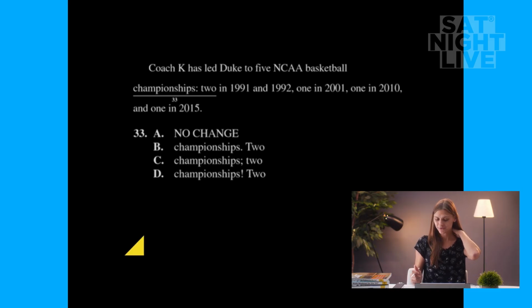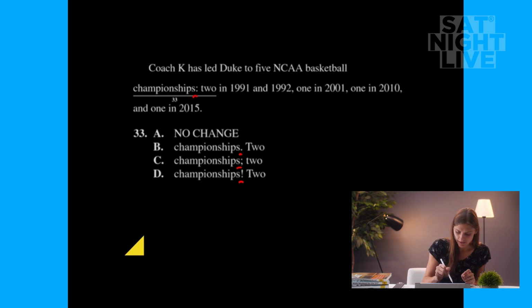Now, if we jump to our answer choices, we see, again, we have a colon over here, and then we've got a period and a semicolon and an exclamation point. So what's changing in our answer choices? The punctuation. Let's go ahead and read the sentence, and then we'll do our vertical line test. So Coach K has led Duke to 5 NCAA basketball championships. 2 in 1991 and 1992, 1 in 2001, 1 in 2010, and 1 in 2015.